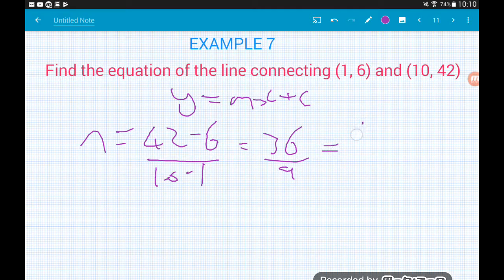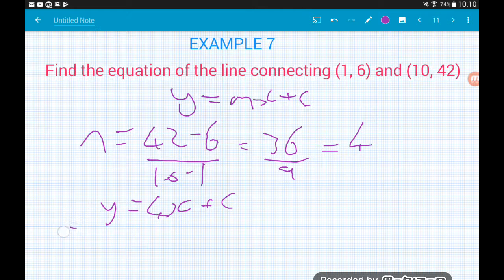36 divided by 9 is 4. So m is 4. Our equation is of the form y equals 4x add c. And now we need to find the value of c, so we use one of the pairs of coordinates. Again, I would always use the smaller of the two. So here I'm going to use (1, 6). So remember, that's telling me when x is equal to 1, y is equal to 6.